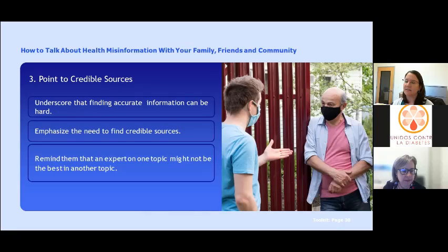And I think this last one is really important, especially with the pandemic. I think reminding people that an expert on one topic might not be the best in another topic. And we see this even in the world of medicine, where physicians can have very specific specialties. And while they may be very knowledgeable and competent and experienced and wise in their field, this other area may not really be their area of expertise. And so recognizing that expertise differs even within the profession of medicine, I think is an important thing to point out.